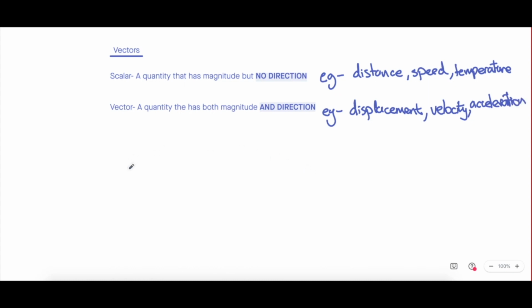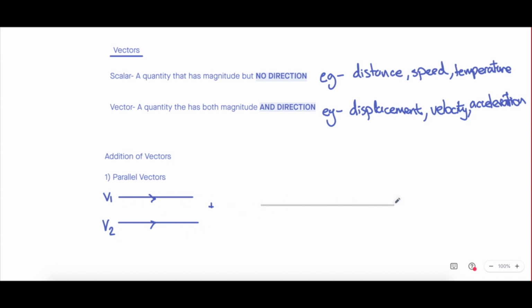What's important with vectors is you need to be able to add vectors together. So we'll look at addition of vectors, and first of all we'll look at parallel vectors. Let's say we have two parallel vectors going in the same direction. We'll call the top one v1, the bottom one v2, and we want to work out the resultant vector, so both of these added together. The resultant is just going to be both of these lengths added together, so it's just going to be a longer vector in the same direction. We'd call that v1 plus v2.